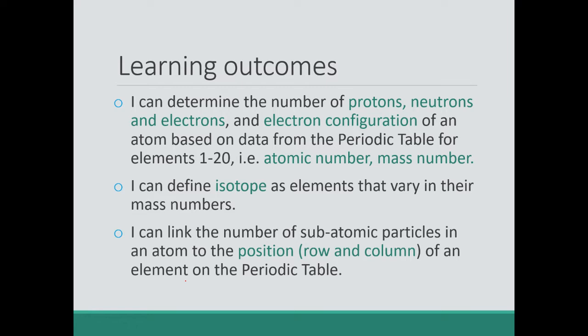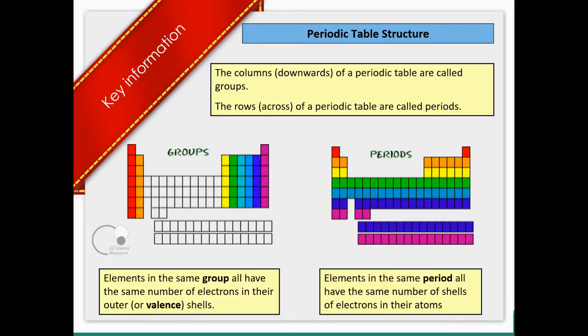It's also going to talk about isotopes and linking the position, so that's the row and the column of the elements on the periodic table and where we can find them, becoming familiar with the first 20 elements and linking that to the number of protons, neutrons, and electrons, and also the electron configuration.